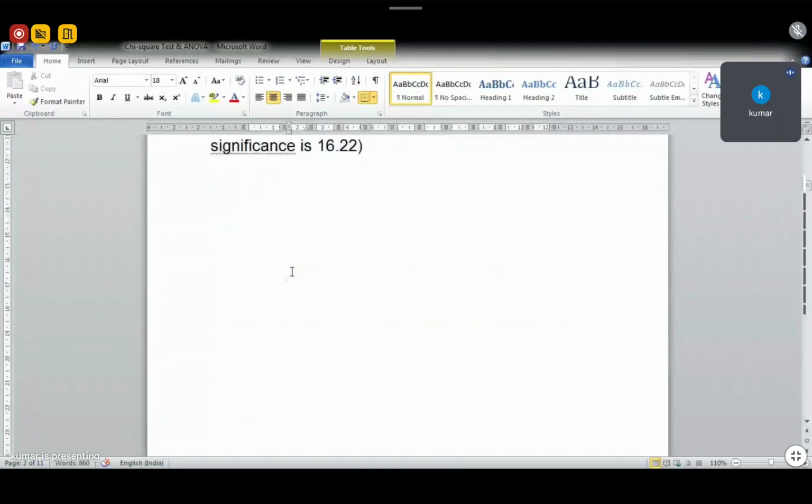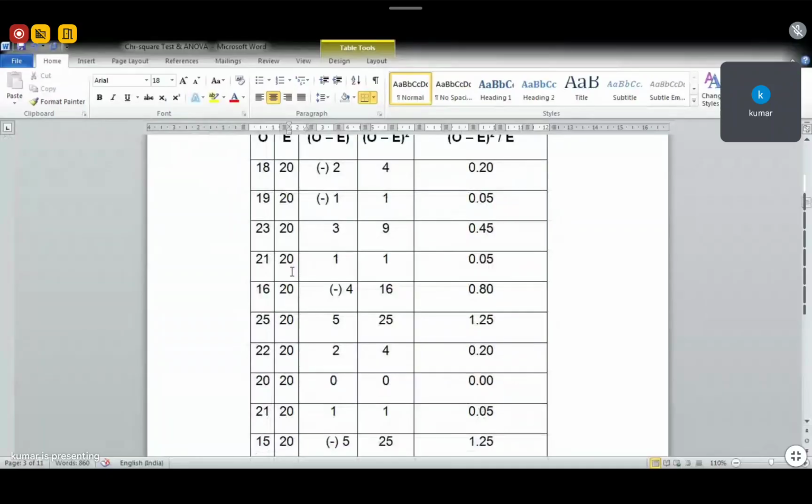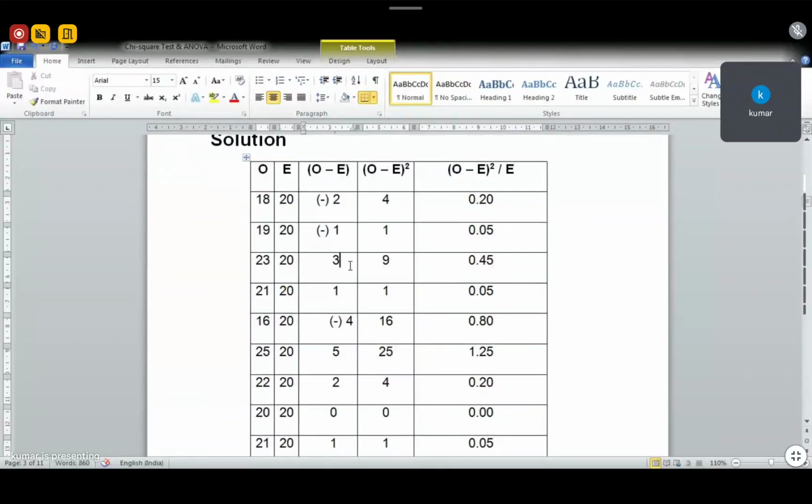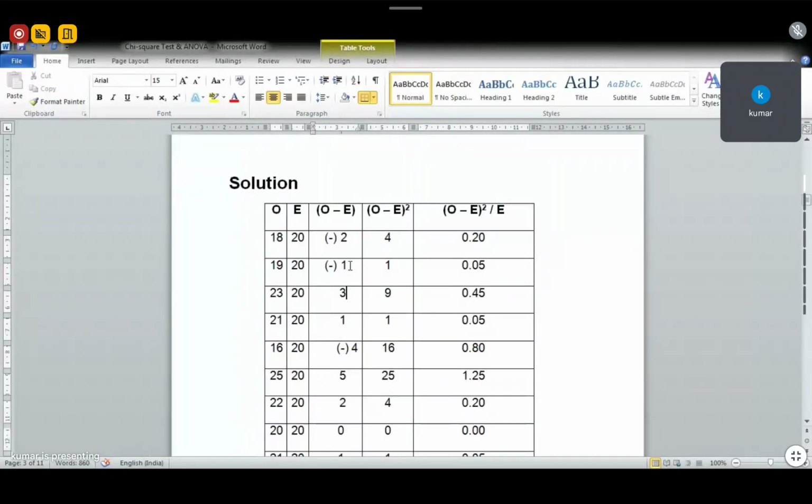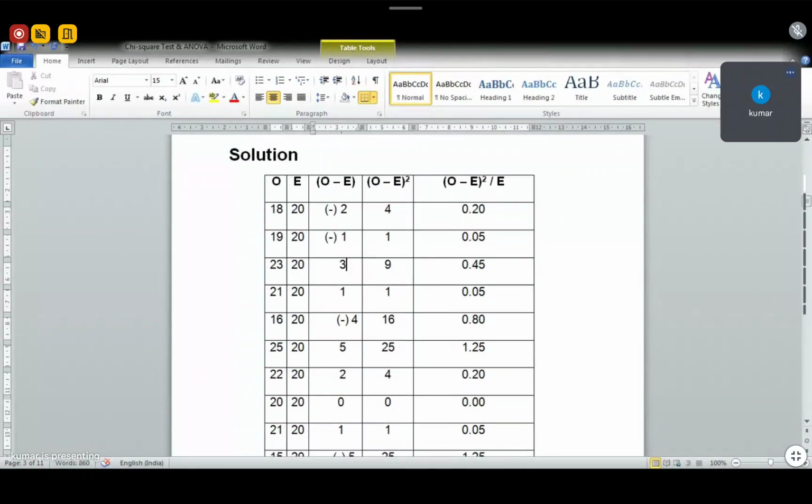Now let us move on to the solution part of it. See, is it visible on the screen now? Yes, sir. It is visible, sir.